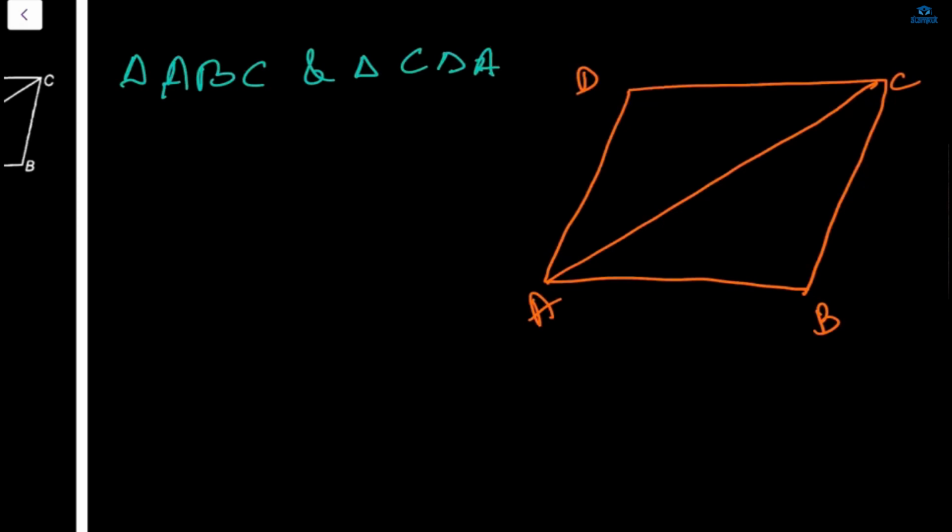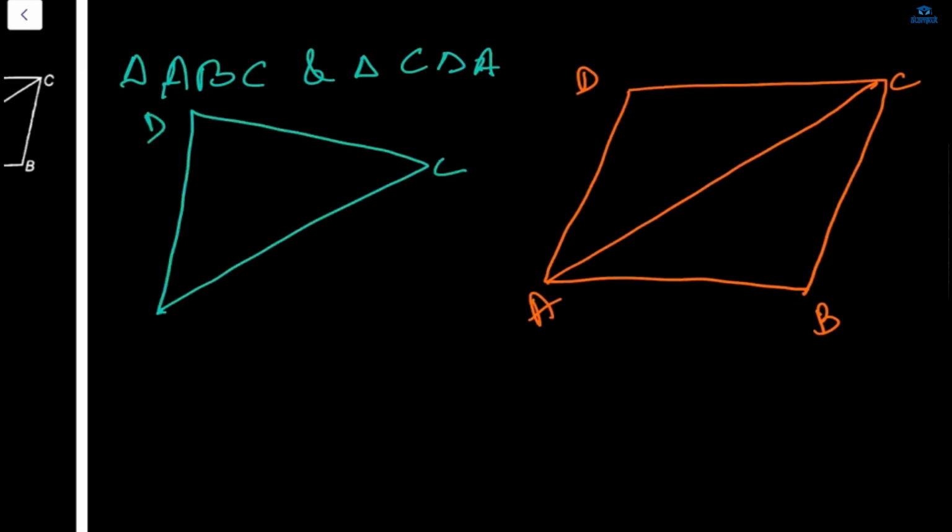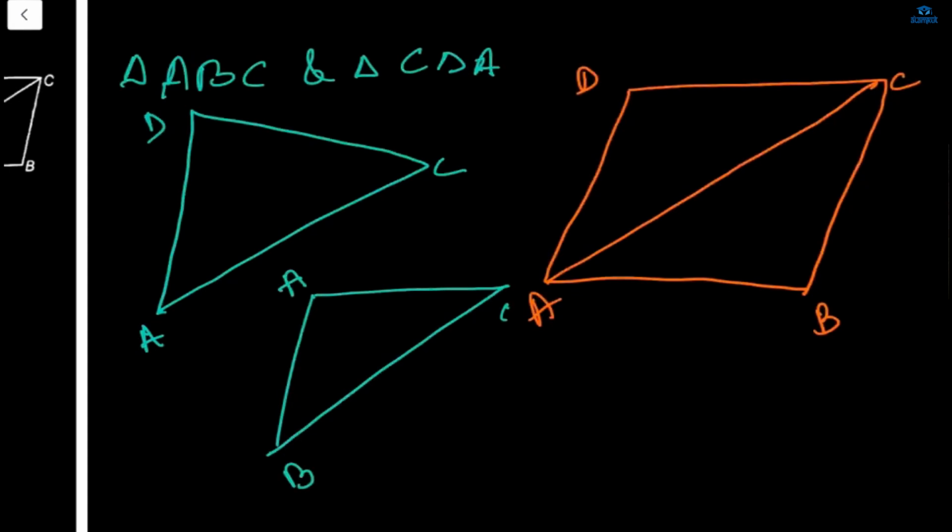CDA. Okay. Now ABC. If you see CDA, you can see it here like this. Now I want ABC. So ABC, you have to flip it up. Okay, now understood here? Not here, sorry. ABC.